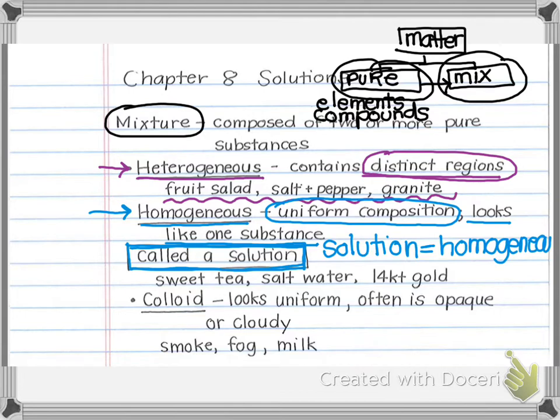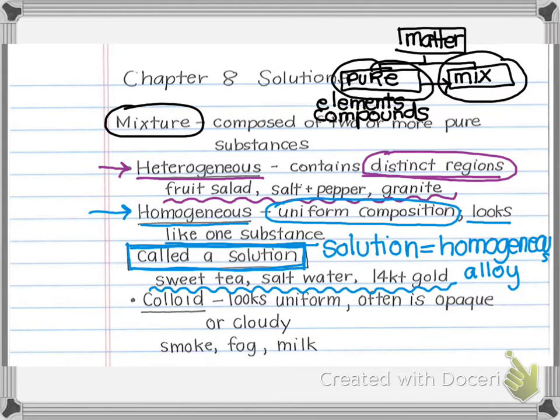These are not uncommon to us. Here are some examples. Sugar and tea, sweet tea. Salt in water, salt water. Or even a solid example would be something like 14 karat gold. That would be an alloy, or what we call a mixture of metals. Now, when you mix metals, you have to turn them into a molten state before you mix them, and then you let them re-solidify.